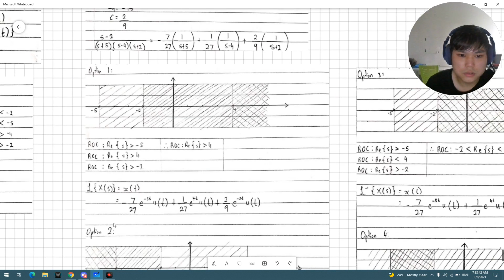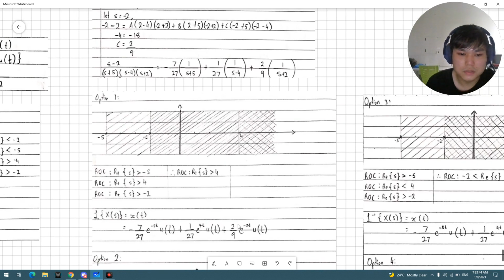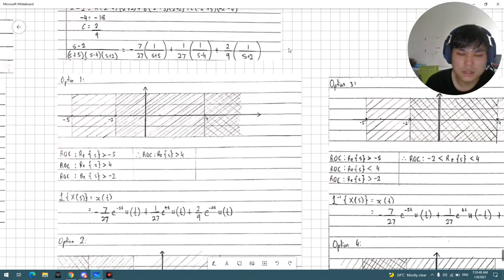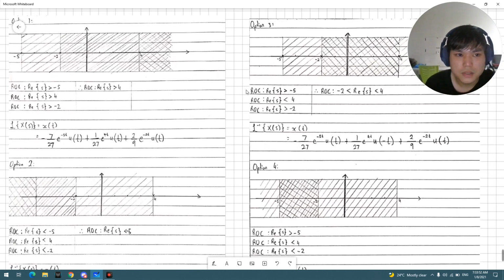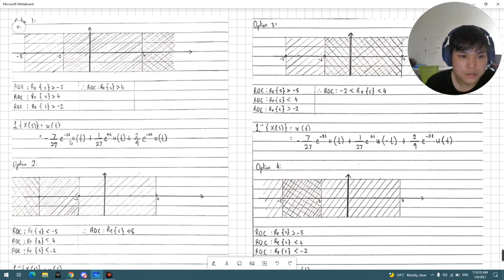This is the rightmost. This is very common. Typically we write it down like this, but in this case the question doesn't state anything, so there are four options for the answer. Option 1 is the rightmost, where all are positive, u(t). So the convergence is over here. The common ROC is more than 4.